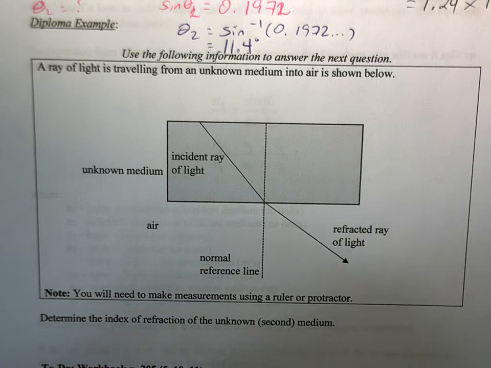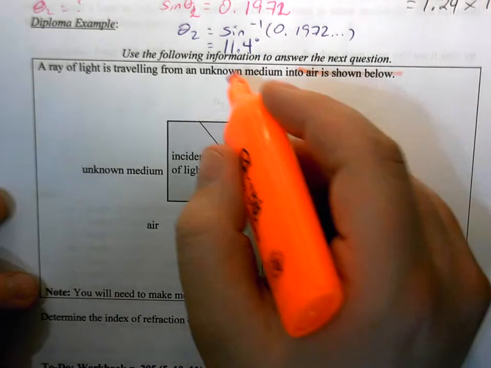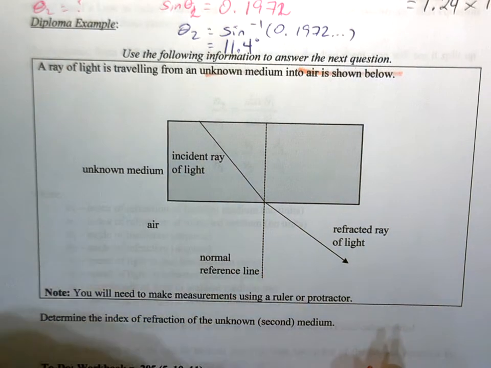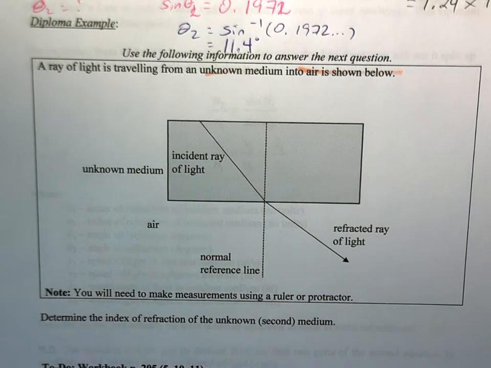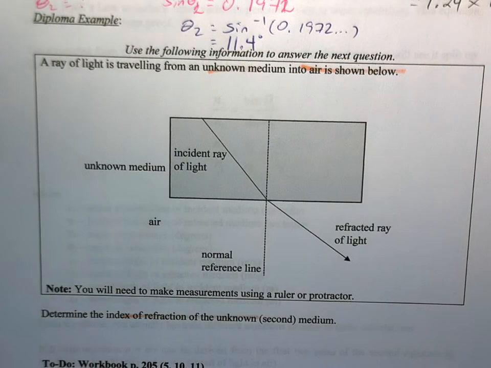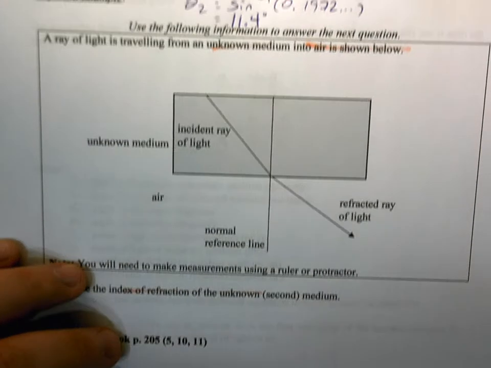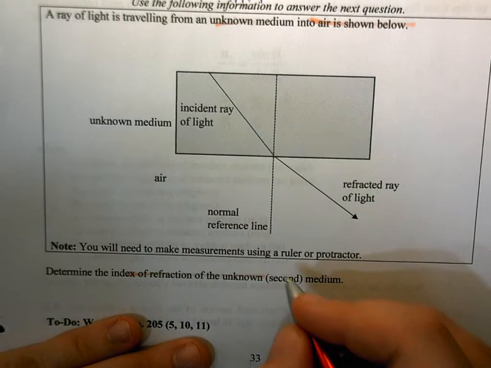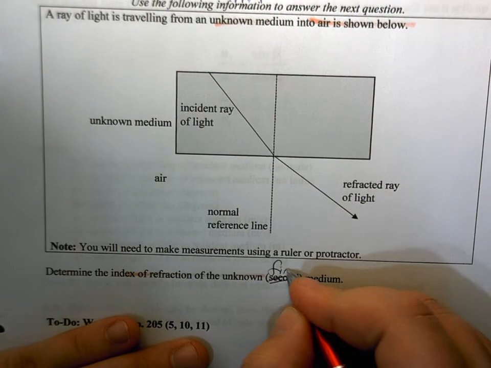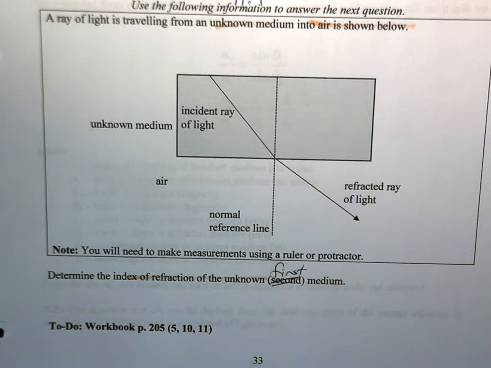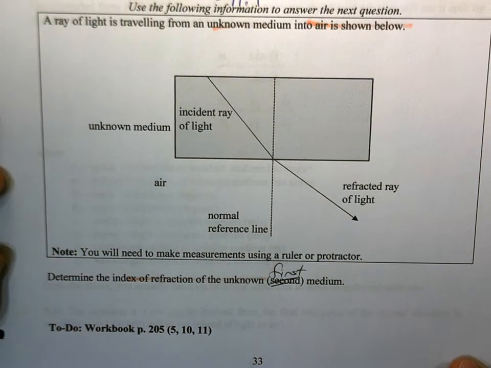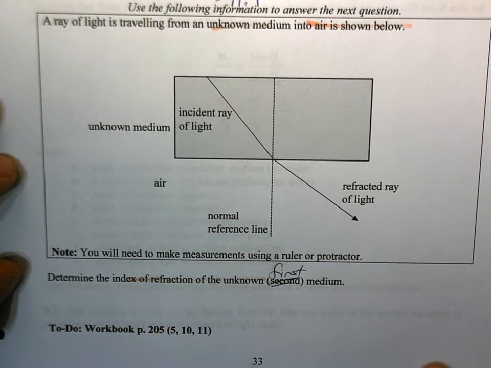So we got a ray of light. It's going to travel from an unknown medium into air as shown below. So we got our unknown medium, we have our air. Now, what we need to do is make measurements because we need to find the index of refraction of the unknown medium. Now, I don't know why it says second medium because it should say first. I guess like I said, I always seem to catch typos and forget to fix some of them.